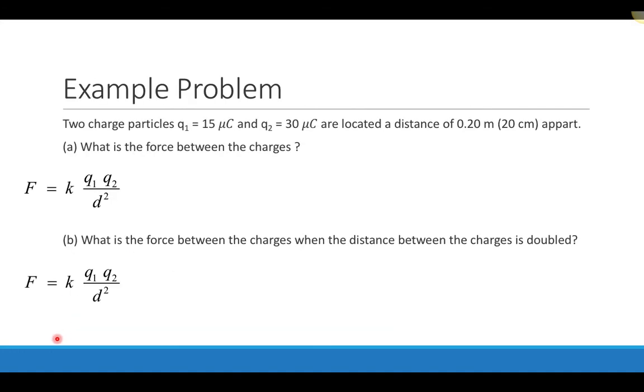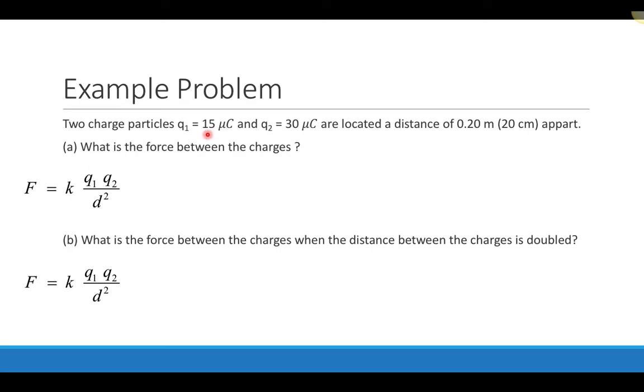So let's look at another example problem that would be similar to a homework question. We have 2 charged particles. The first one has a charge of 15 microcoulombs, and the second one has a charge of 30 microcoulombs. And they're located at a distance of 0.2 meters apart, which is equivalent to 20 centimeters. We want to know what is the force between these charges, and we want the units for force to be in newtons. So the first thing I realize is that my charge is in units of microcoulombs, and in order to use Coulomb's law, I have to have my charge in units of coulombs.